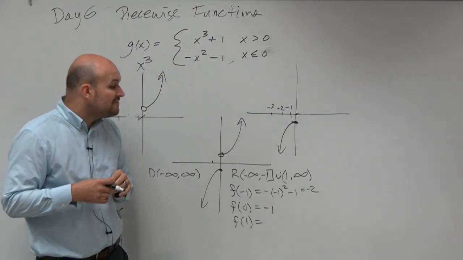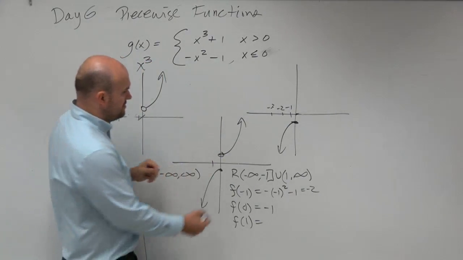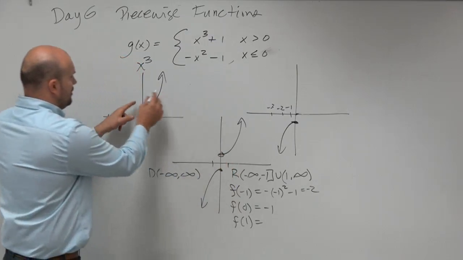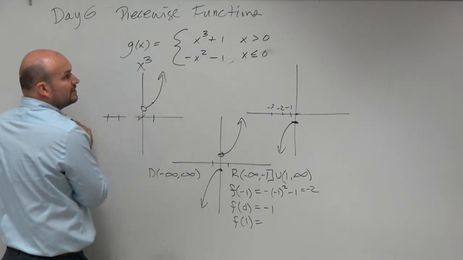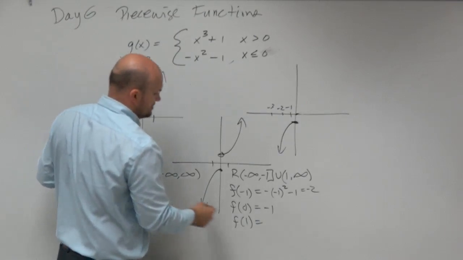And then last but not least, we have f of 1. So again, we go into f of 1. 1's over here. That's that function. Over here, 1. That's good. 1 is greater than 0. Plug 1 in. 1 cubed is 1. 1 plus 1 is 2.